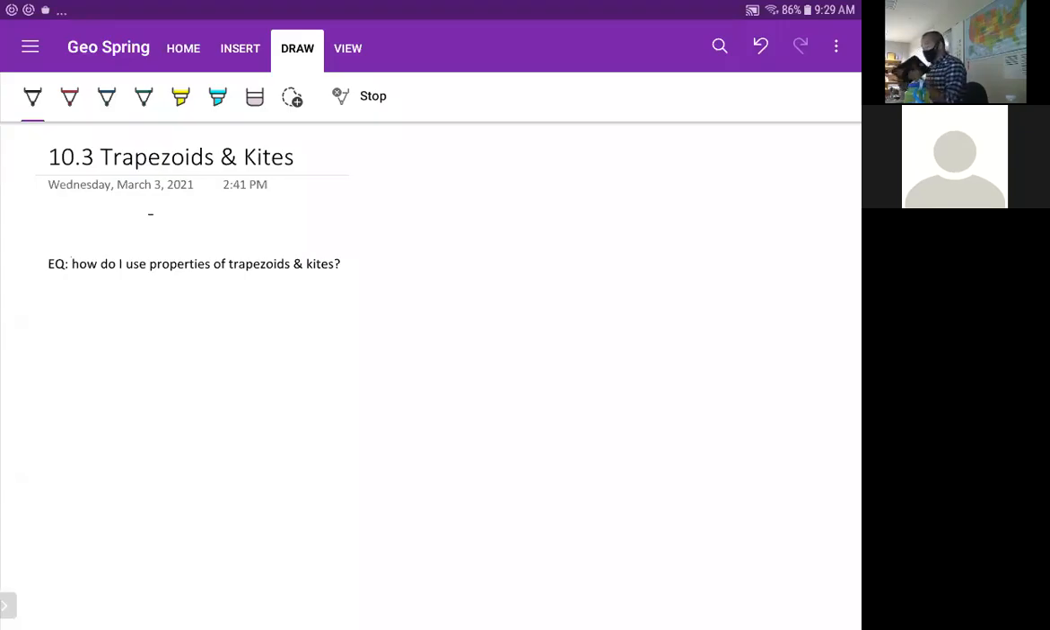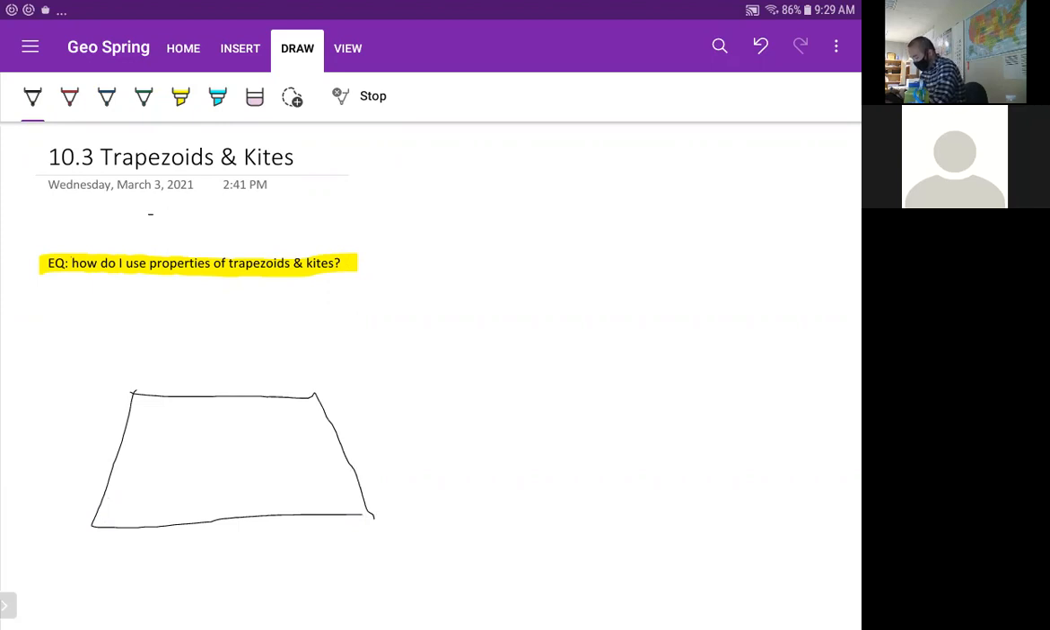All right, 10.3, let's talk about trapezoids first. So we're looking at properties of trapezoids and kites. A trapezoid can look like this. You have these two parallel sides, and that's really the main thing. They can look kind of funky, so they can also look something like this. This is still fine. So in this one, this is an isosceles trapezoid because these sides are the same.